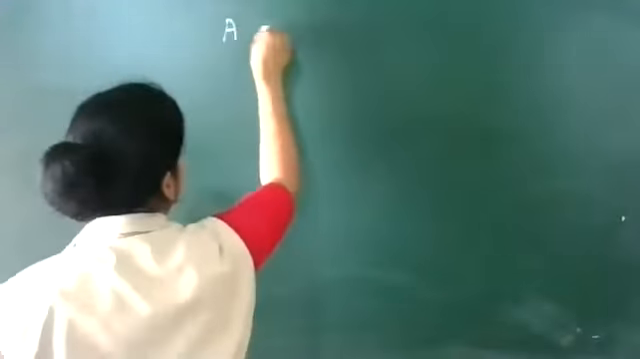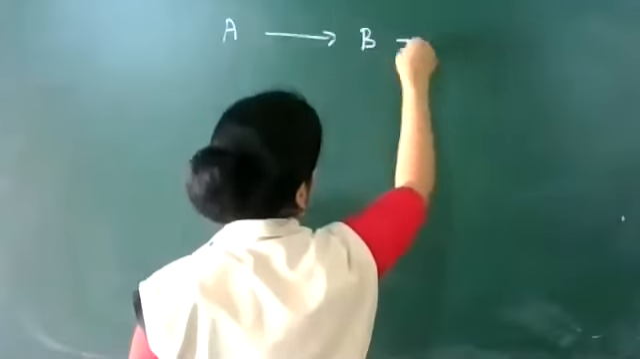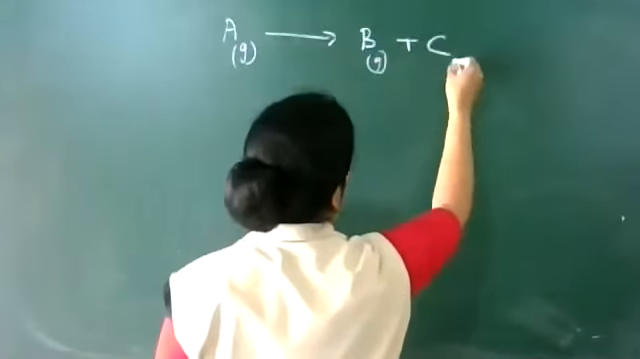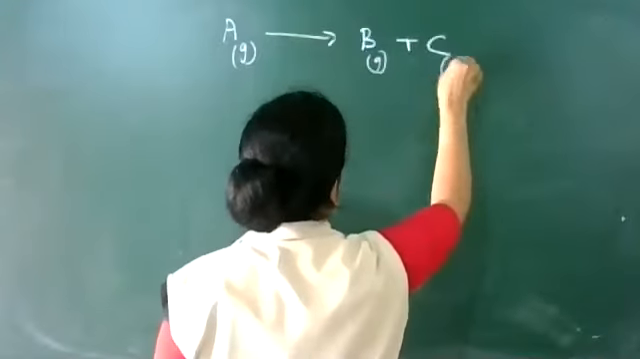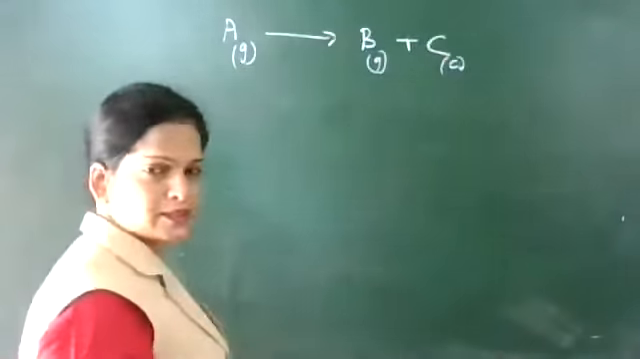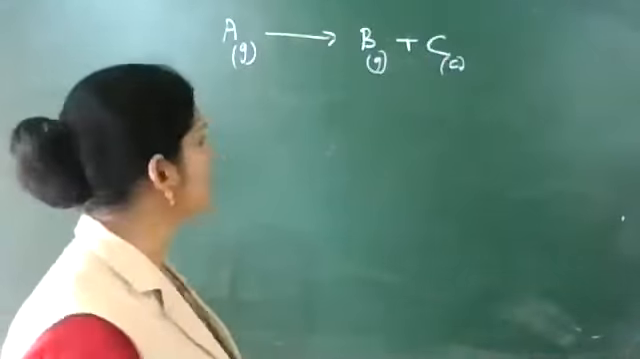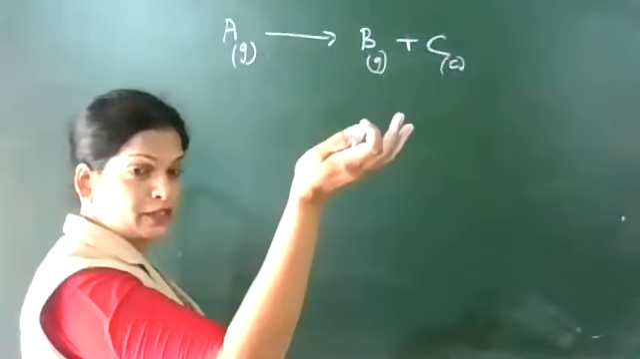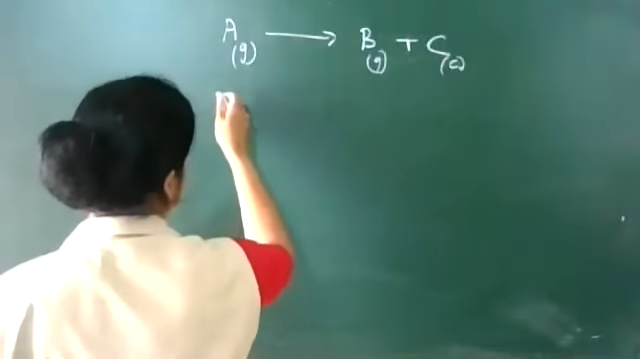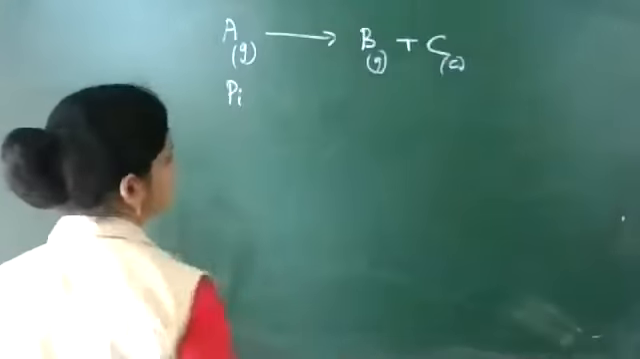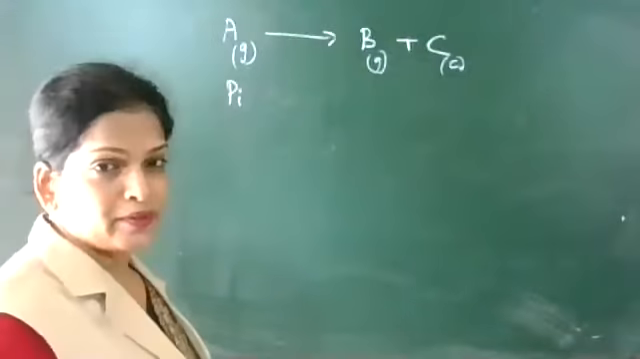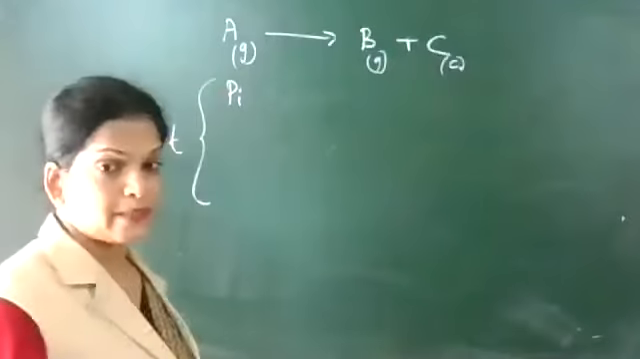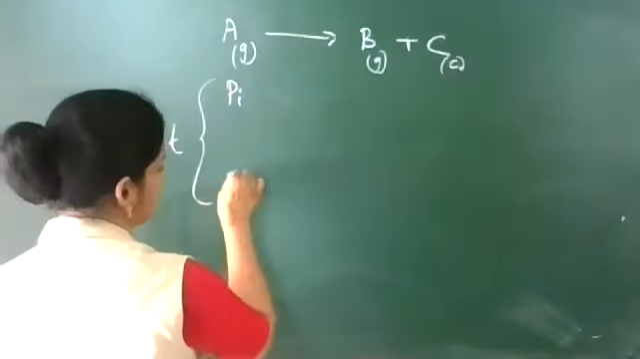That is A gives B plus C. All are the reactions. First, you have to balance this equation. It is the general format. What was the initial concentration in terms of pressure? That is Pi. After a time t, now it is P.